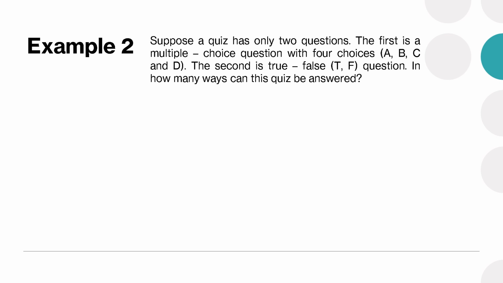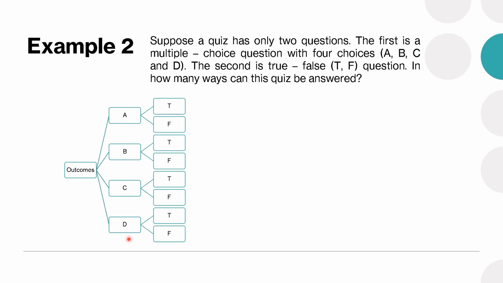Now, once again, I start with what I know, which is the outcomes. On the first question, I have 4 answers such as A, B, C, and D. Now, for every answer in the first question, there will be an offspring of true and false. So there are 2 offspring. Now, as you can see, we can list its outcomes again.